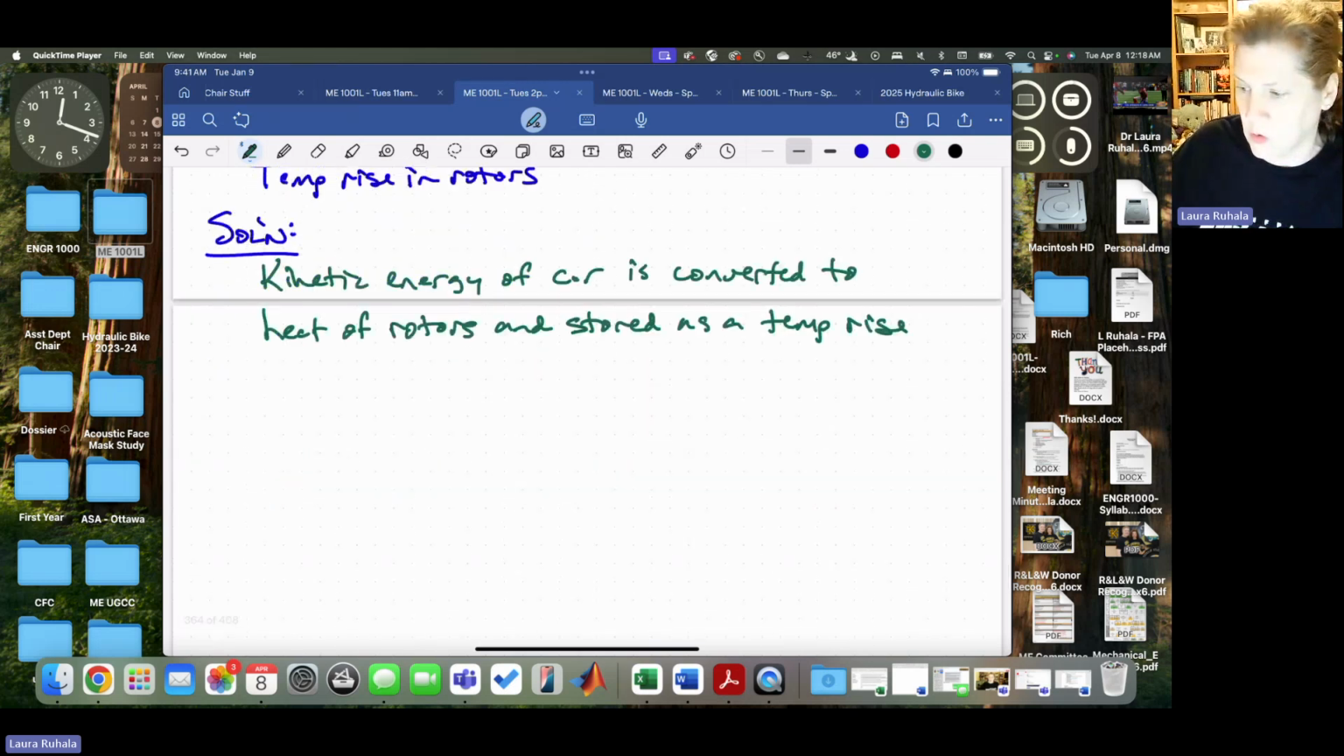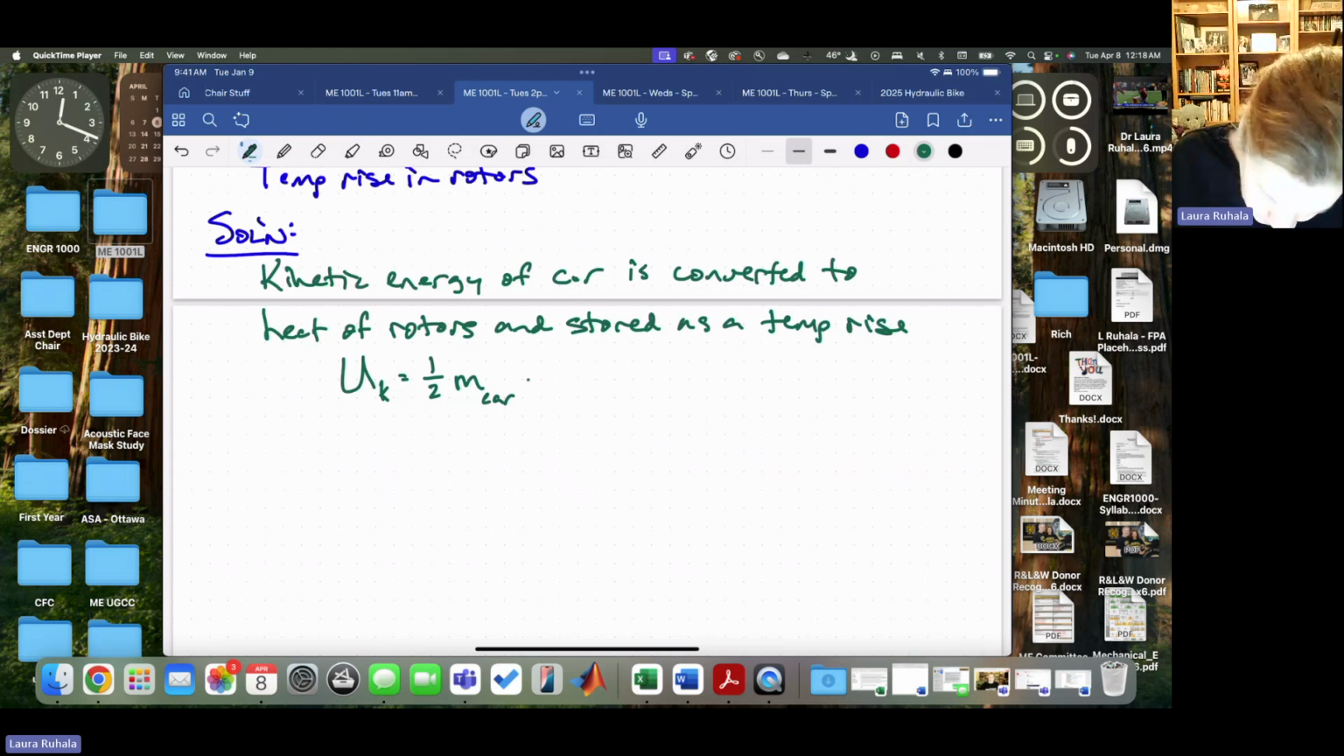Okay, so we've got some equations here. So first of all, I've got my equation for kinetic energy. That's 1/2 mv squared. Mass of the car, because we're going to have 2 masses going on, the mass of the car and the mass of the rotors. And then v squared.